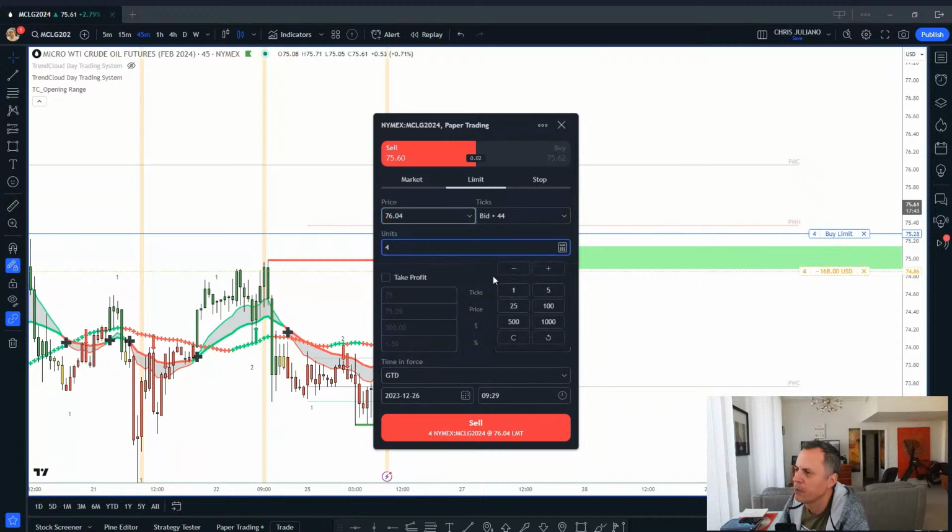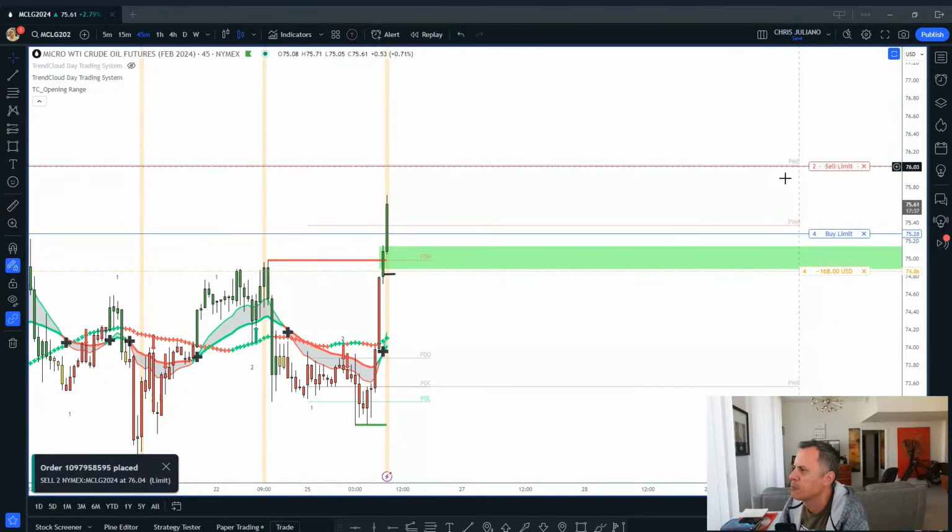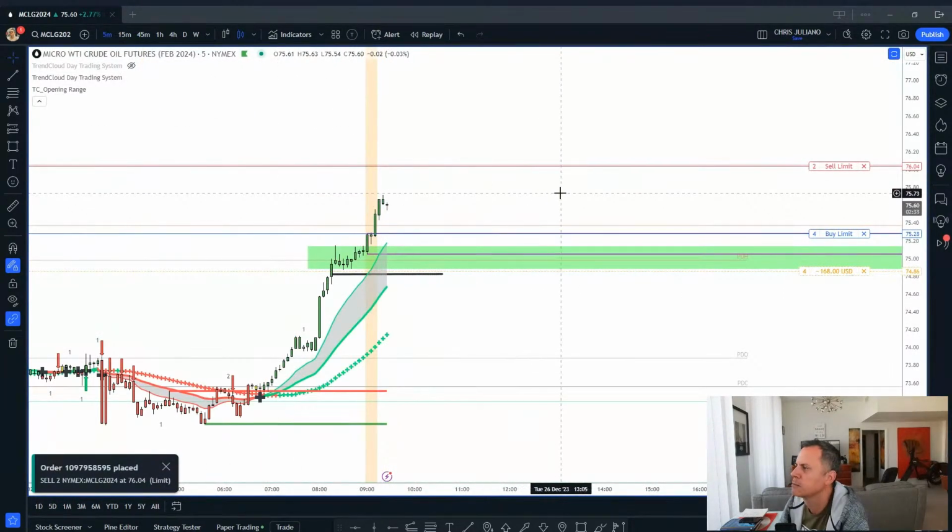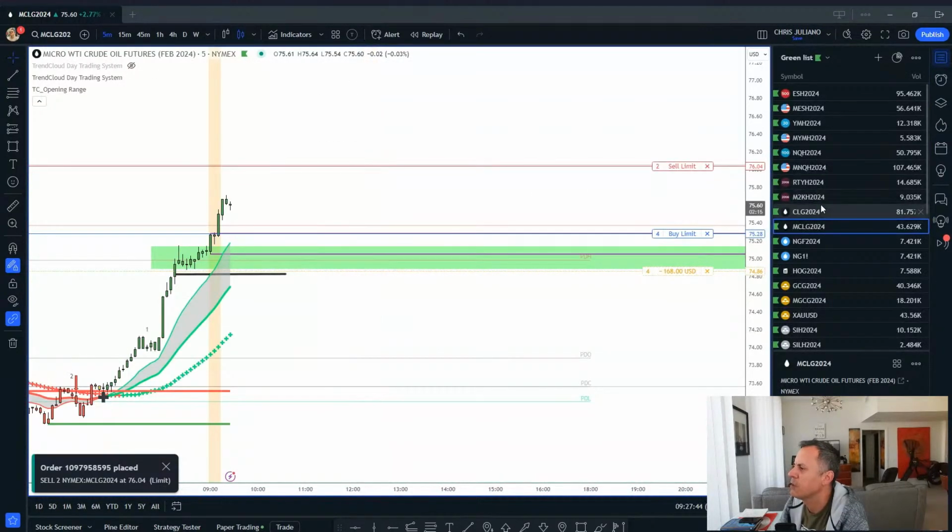Take 2. Why don't we take off half our position there at that previous month's close? Go back to the 5-minute. So we got 4 contracts. We'll take 2 off at that previous month's close, and then we'll let the other 2 run with our stop loss. Okay, let's see. What else do we got here?